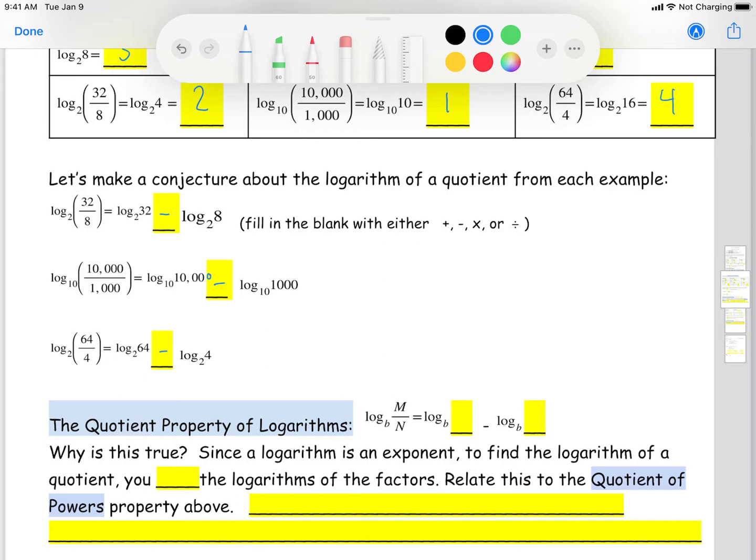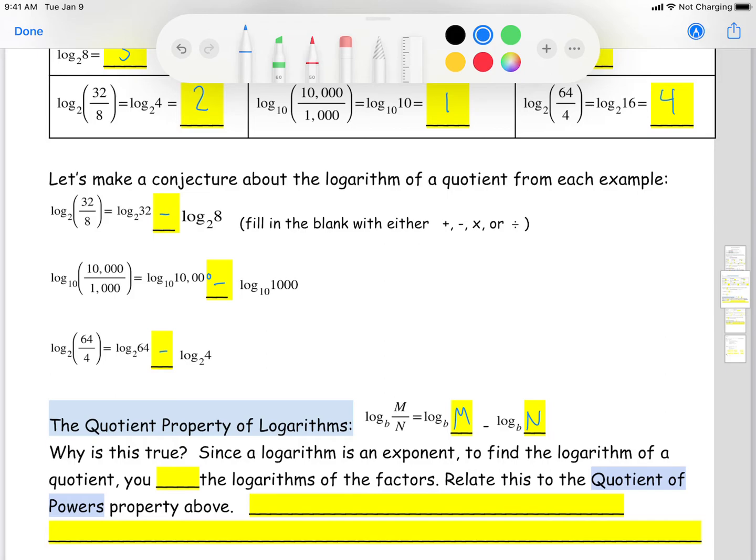So very much like the product property, the quotient property says that if I take the quotient of two values within the same log with the same base, then I can rewrite log base b of m over n as log base b of m minus log base b of n.